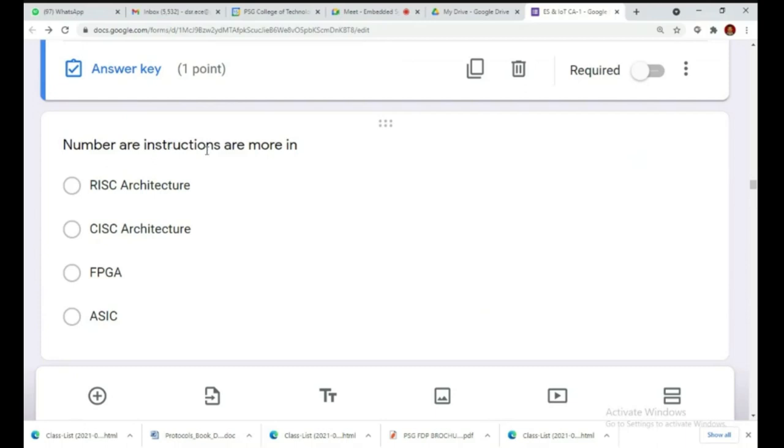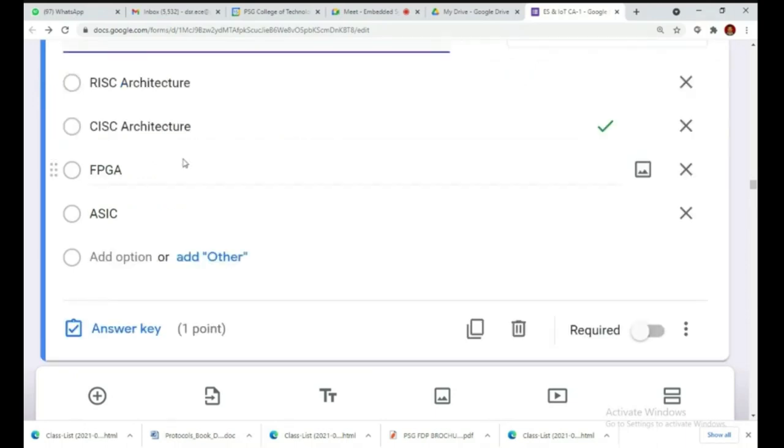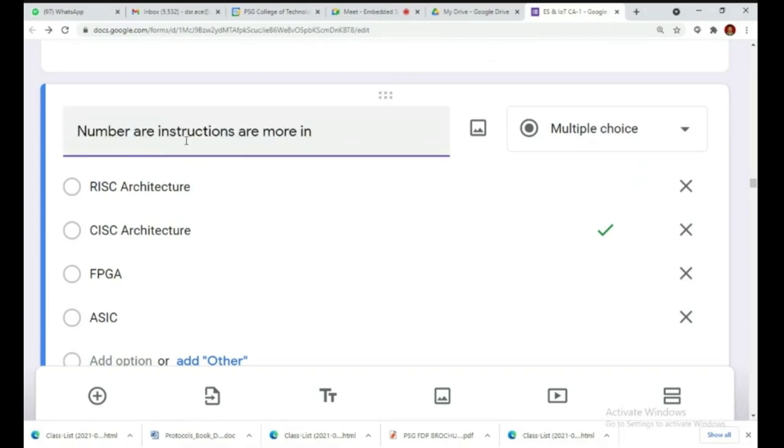Number of instructions are more in, okay, the question has a small mistake. Number of instructions are more in CISC architecture, because ARM has only a minimum number of instructions, but complex instruction set computing architecture has a large number of instructions. FPGA and ASIC have very few instructions when compared to CISC and RISC.